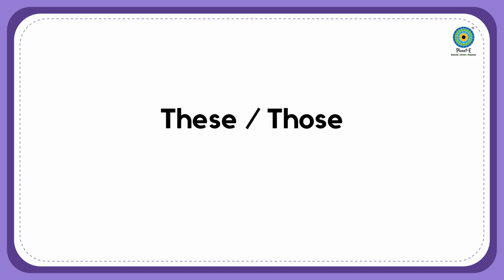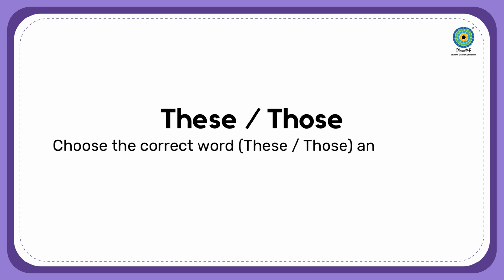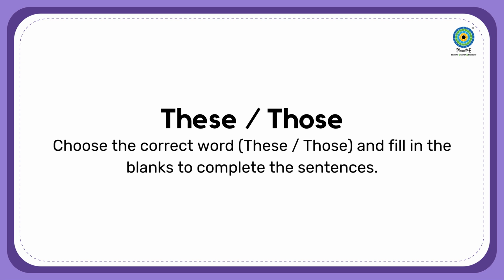These, those. Choose the correct word, these or those, and fill in the blanks to complete the sentences. These is used to refer to a person or thing that is plural and close to the speaker. Those is used to refer to a person or thing that is plural and far away from the speaker.